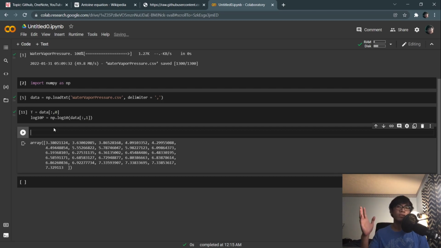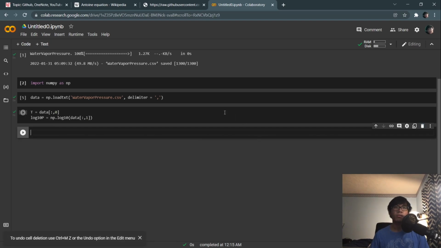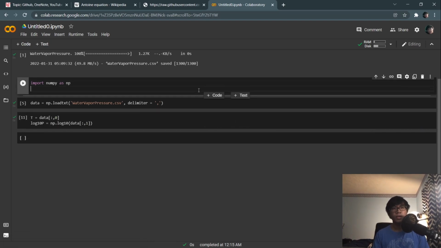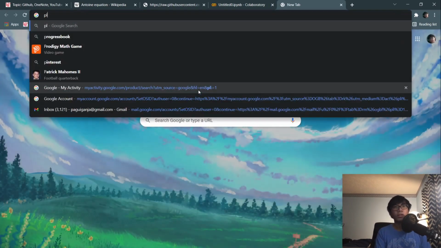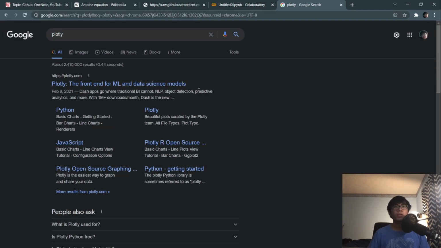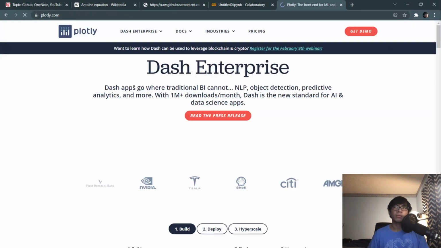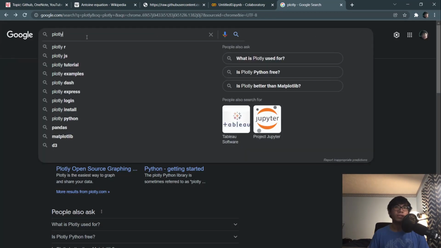Now that we have those values, we need to graph them. We have assigned the data points to their own separate variables, and we need to graph them. So how are we going to graph them? Well, there's something called Plotly. Actually, let's go ahead and look that up. Plotly is a plotting library for Python, and I don't think it's the right one.